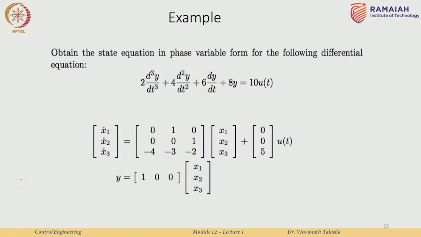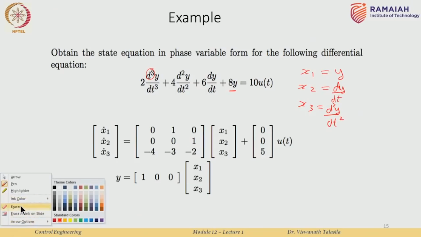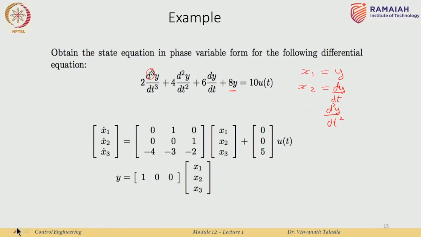So what we are going to do is to do what we have just done for the previous case. Since it is a third order differential equation, we are going to define 3 new variables, x1, x2 and x3. And as we have done before, we relate the first variable to y, the second variable to dy by dt, and the third one to d square y by dt square. Let me write this here.